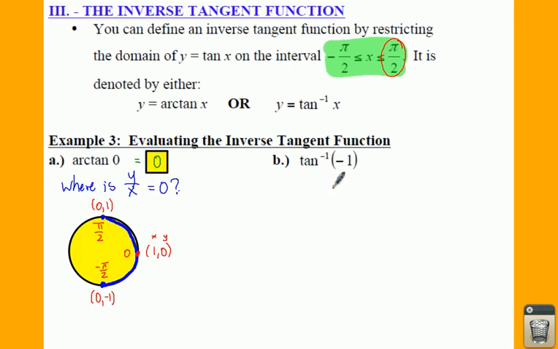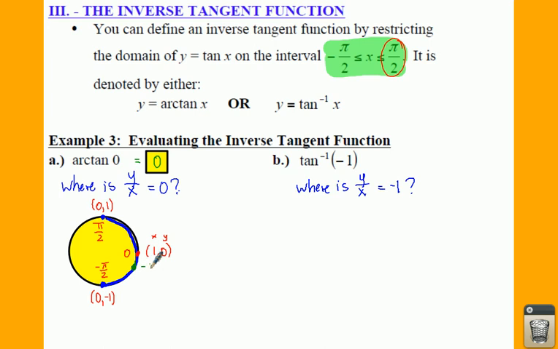Now we can find out where our arc tangent is -1. So here we need to figure out where y divided by x is equal to -1. Well, if it's going to be negative, that must mean that we're going to be down in our fourth quadrant. But we have to think of our point. It's not going to be 1, 0 or 0, negative 1.